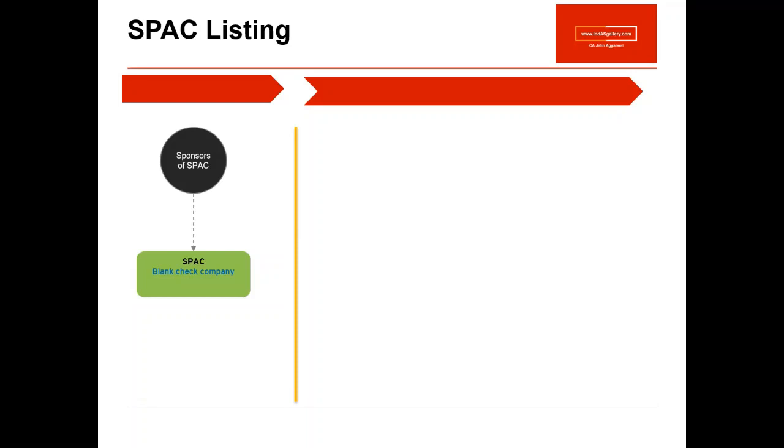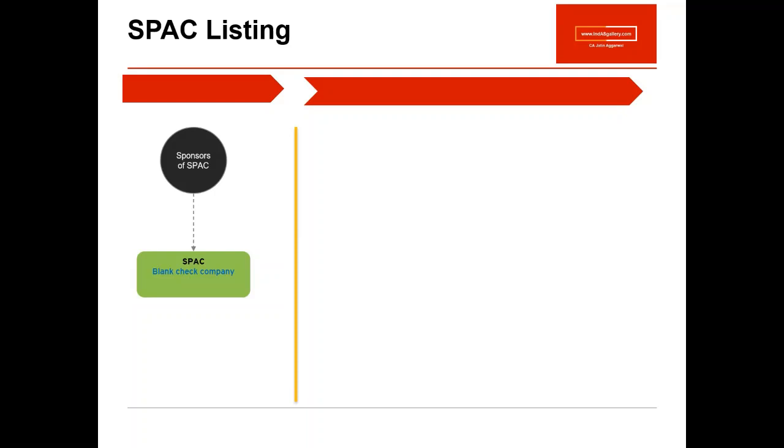For a SPAC listing, first you need to have a SPAC. What is a SPAC? The full form of SPAC is Special Purpose Acquisition Company. It is basically a blank company which does not have any operations, and it is first formed by certain sponsors. To get your own entity listed on US stock exchanges, the first step is that you need to find a SPAC.